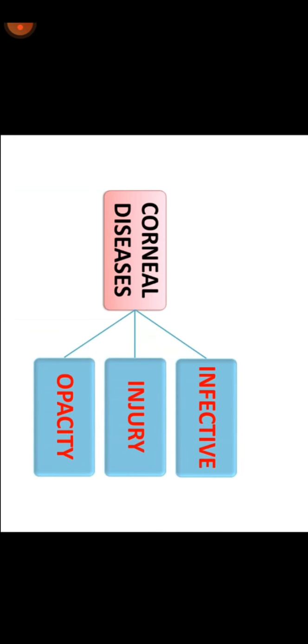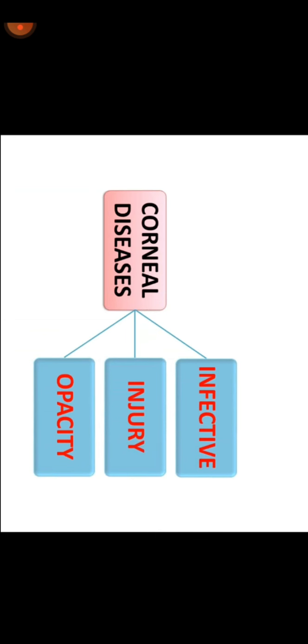That is, it may be infective, or may be injury, or by opacity. So the corneal injury is a very common presentation in the OPD, and that injury that we have discussed in the last class means the corneal epithelium is a very strong immunity-providing structure which can resist most of the organisms present in the ocular surface.